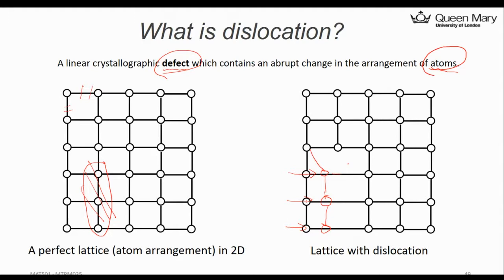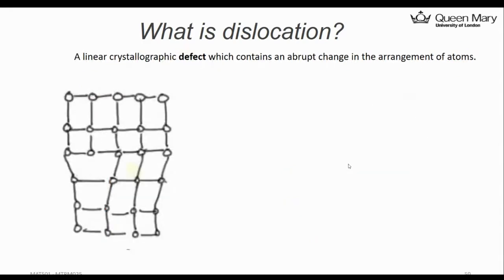So let me show you a lattice with dislocation, which just repeats that figure in this graph. You can see they're not regular anymore. So that is the dislocation. It's a defect in the arrangement of the atoms.